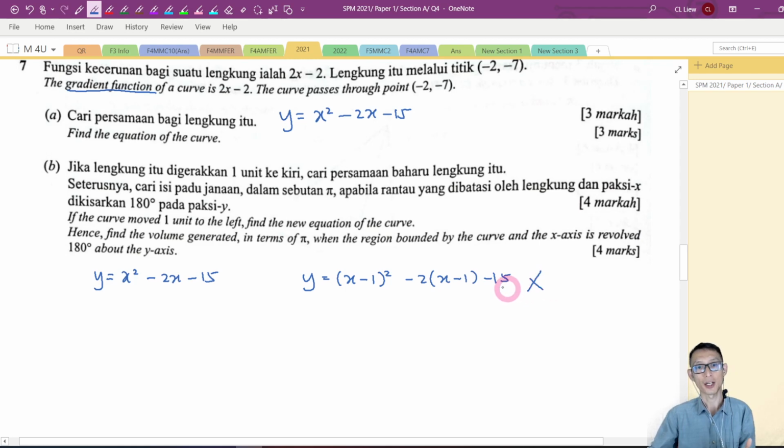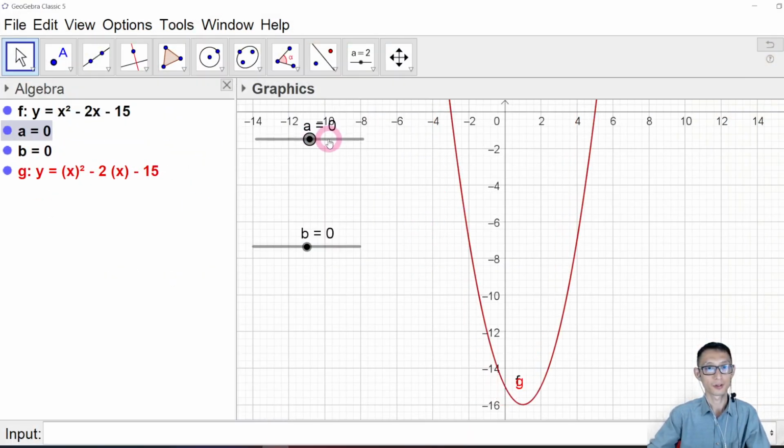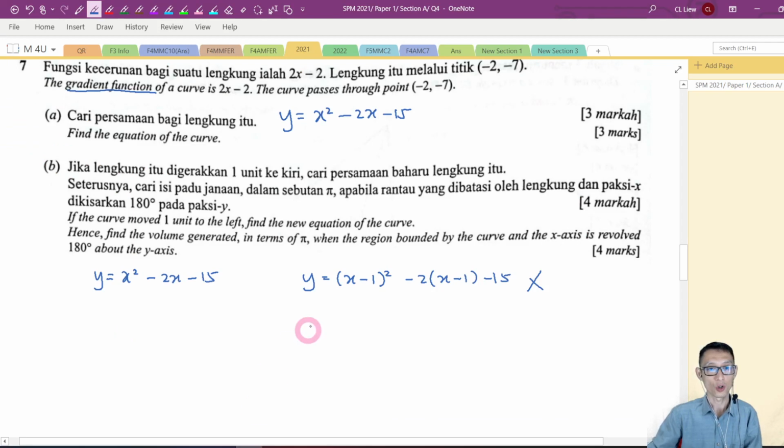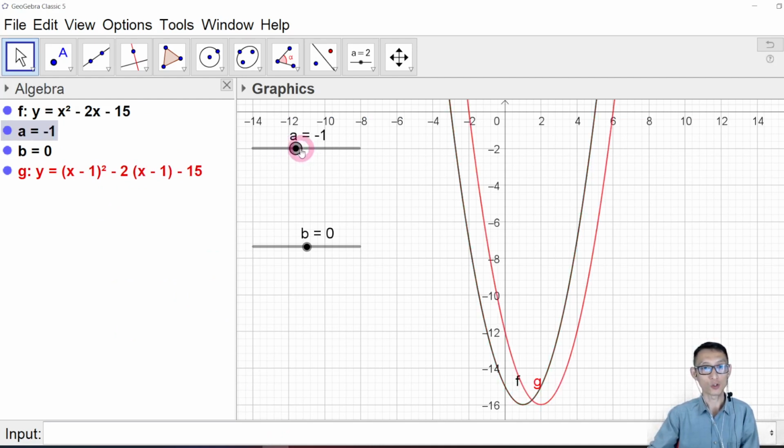This is actually not correct. If you minus 1, the curve actually moves to the right. Let me show you here. This is the curve that I showed just now, y is equal to x squared minus 2x minus 15. So when I minus 1, the curve is actually moving to the right. If I minus 1 here, it moves to the right 1 unit.